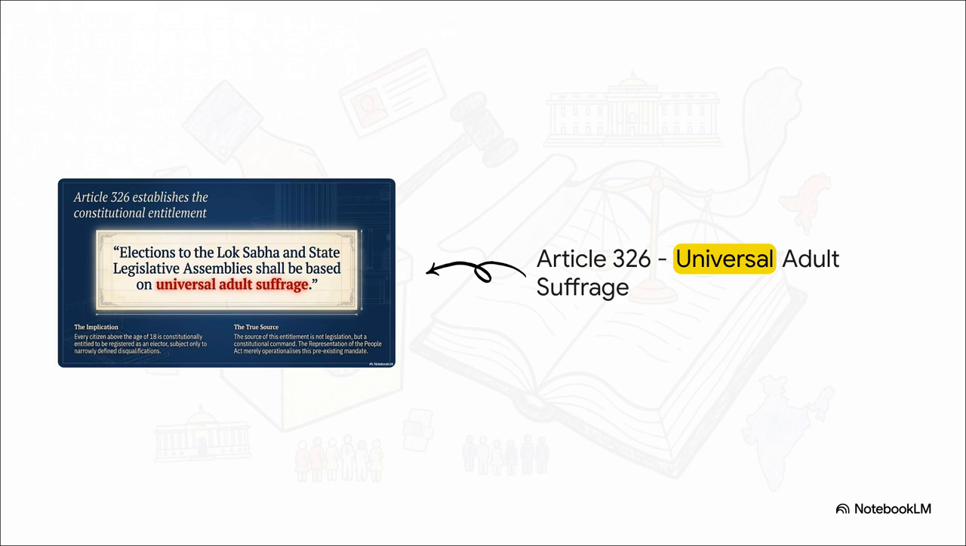What does this mean for us? It means every citizen above the age of 18 is constitutionally entitled to be registered as an elector, subject only to some very narrowly defined disqualifications. The true source of this entitlement isn't legislation at all. It is the Constitution itself.